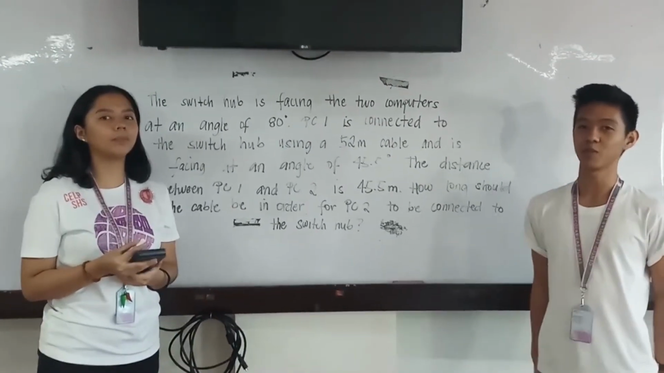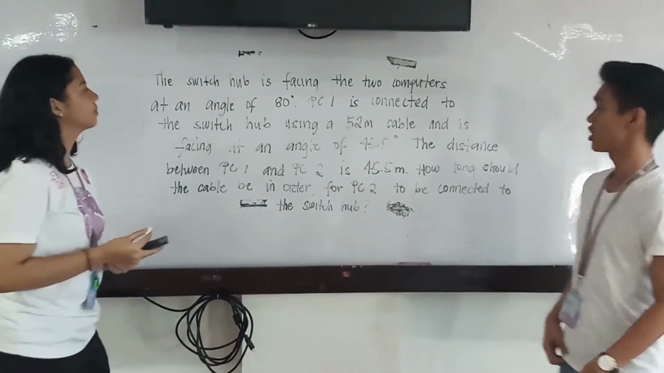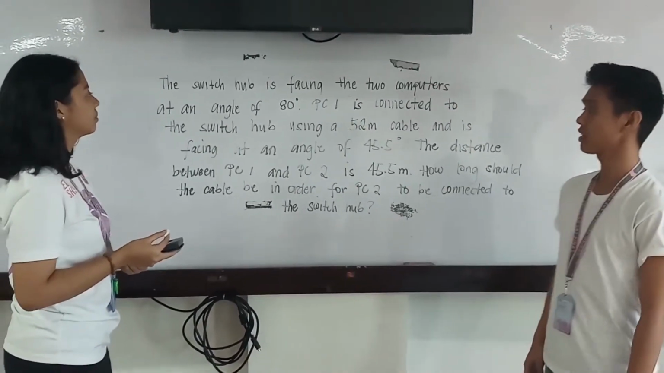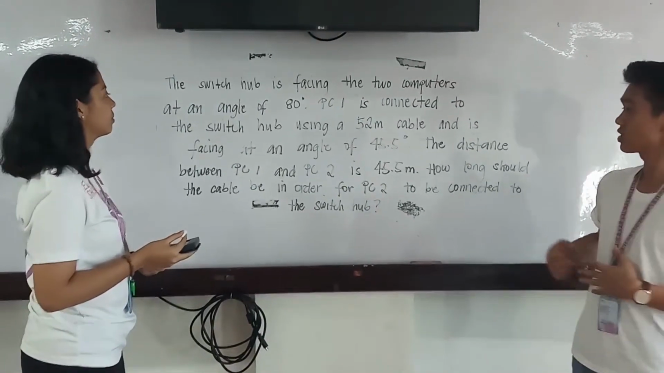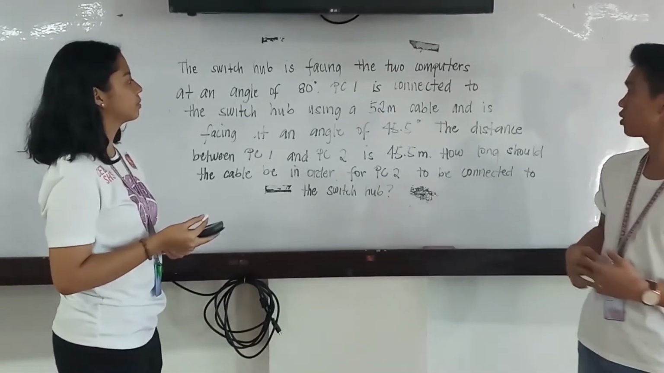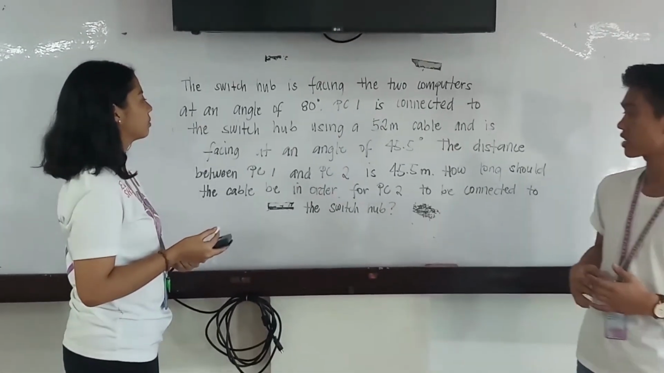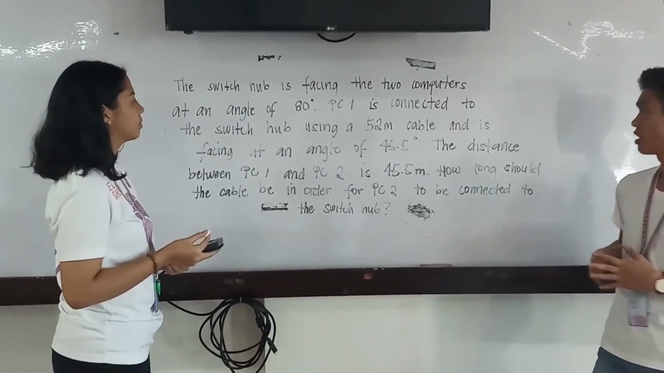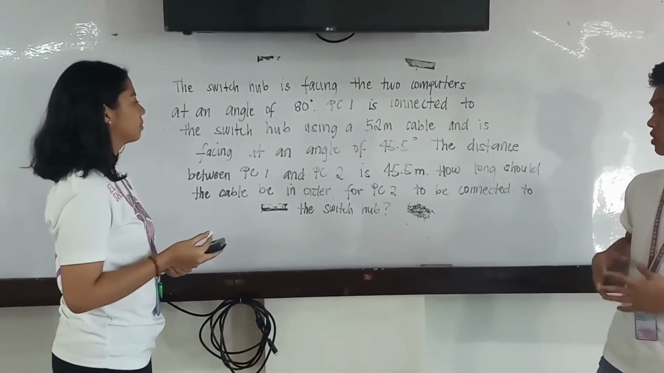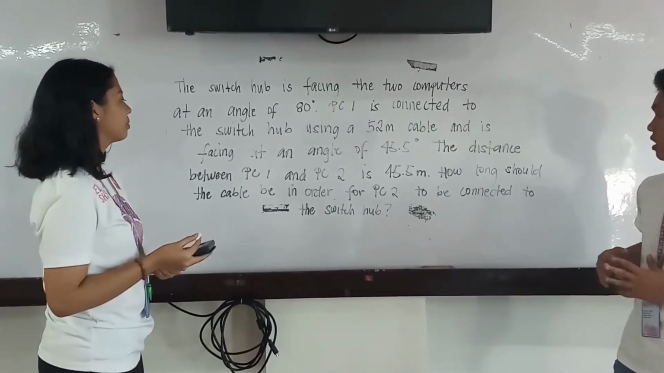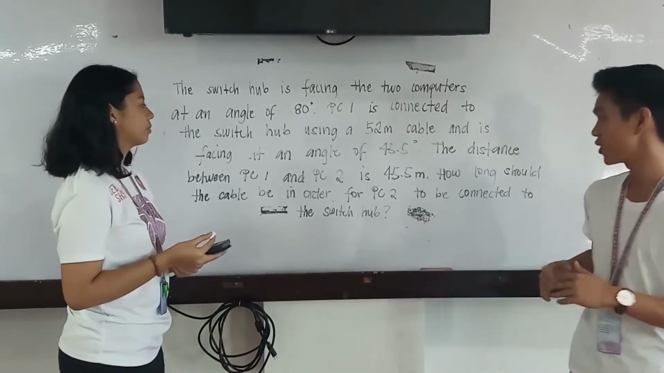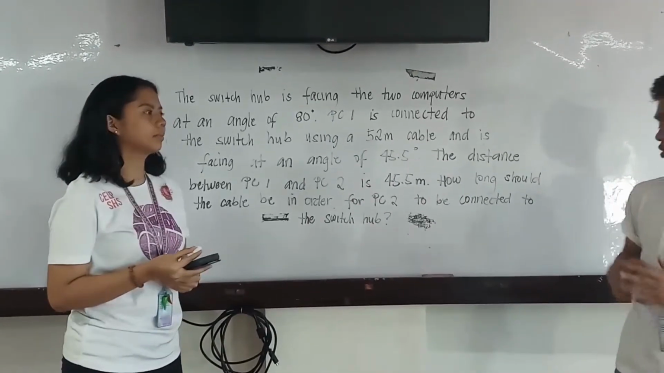This is our problem number 1. The switch hub is facing the two computers at an angle of 80 degrees. PC1 is connected to the switch hub using a 52-meter cable and is facing at an angle of 45.5 degrees. The distance between PC1 and PC2 is 45.5 meters. How long should the cable be in order for PC2 to be connected to the switch hub?